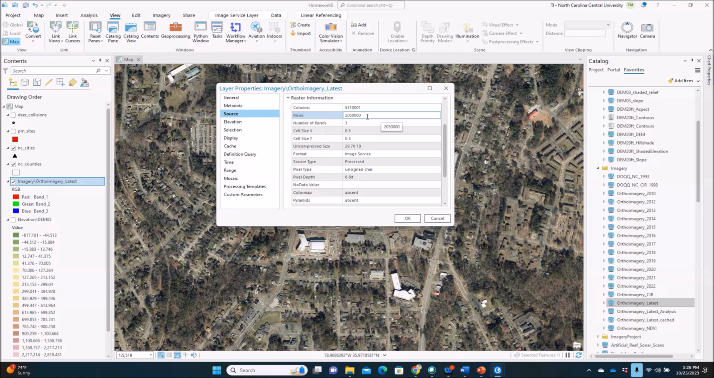1E13. It's like 10 billion. Yes? 10 billion. 10 trillion. 10 trillion pixels. What's a trillion? 10 to the 12th? Yes. So that's 10 trillion pixels that we're looking at, the tiny little squares which make that up.